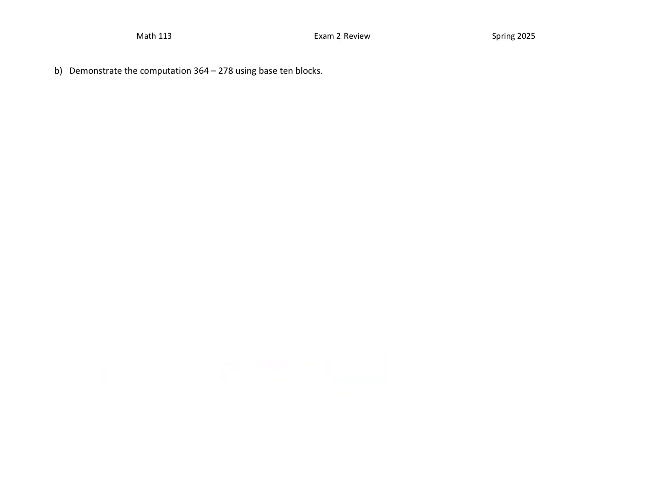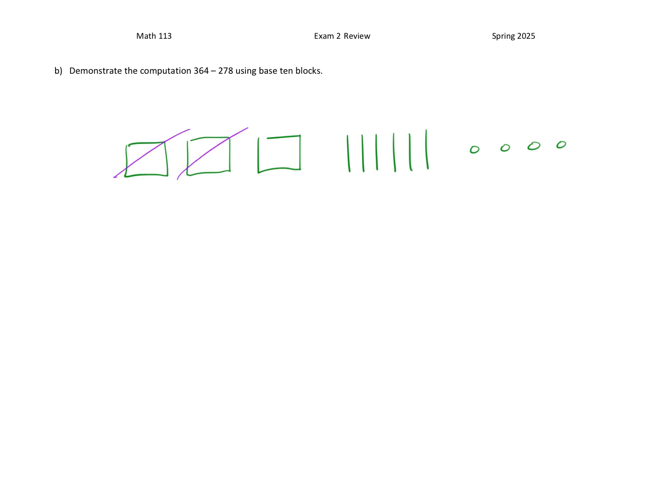Demonstrate the computation 364 minus 278 using base 10 blocks. I'm going to start with 364, which is 3 flats, 64, so 6 longs, and 4 singles. Now I want to take away 278. So I can take away 200 right away. Just bam, bam, 200's gone.